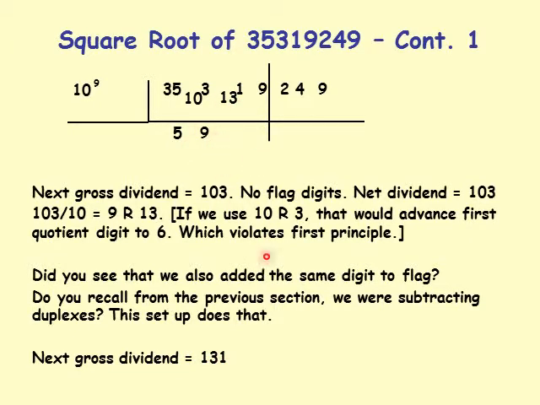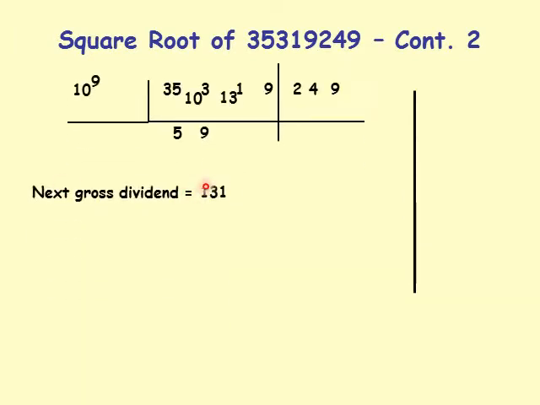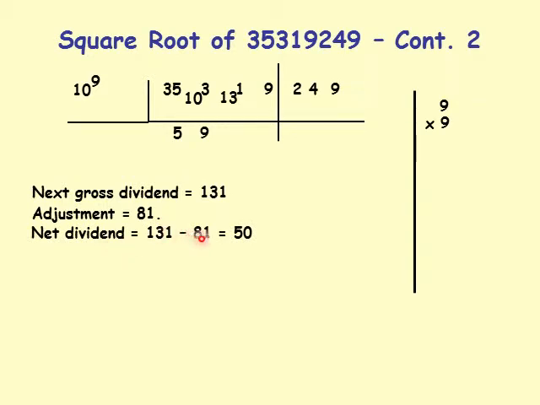We would be adjusting that. Let's continue. The cross dividend for the next is 131 from the previous slide, and the adjustment is 81. Let's see where that comes from. It comes from 9 times 9. This is my vertical and crosswise multiplication setup. 131 minus 81 is 50. So we would divide 50 by 10, and we will use 4 remainder 10.